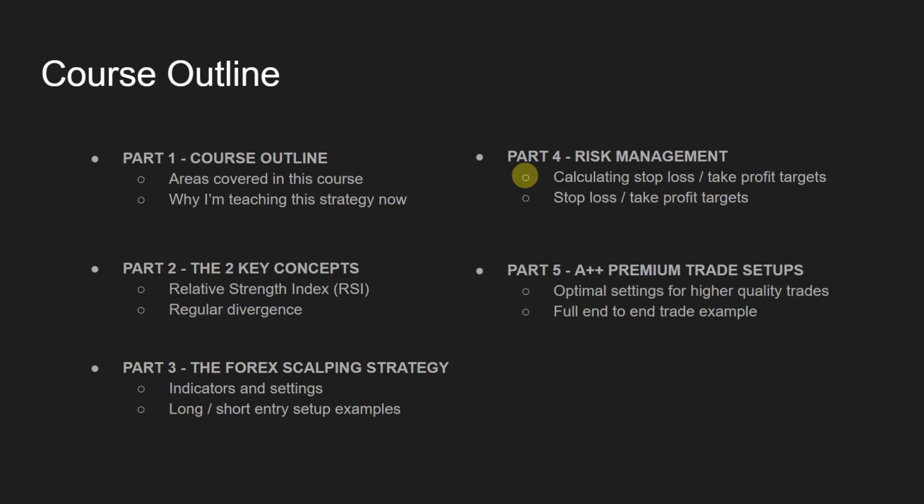And then the last bit is A++ premium trade setup. So in part three, I walk you through the settings that generally can be used. But in part five, once you're used to the settings, I go through some optimal settings that you can use that do restrict the number of trades available. However, as I mentioned, they're A++ in my view premium trade setups. They don't occur that often, but when they do, they are high probability and higher quality types of trades.